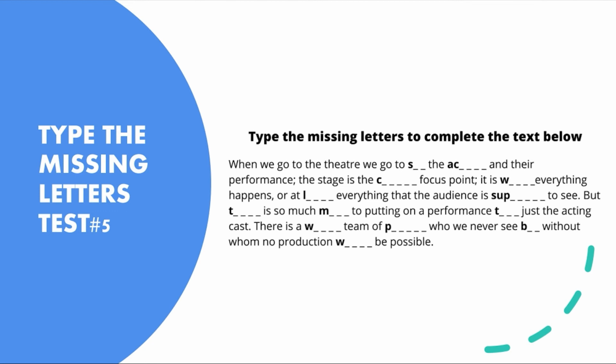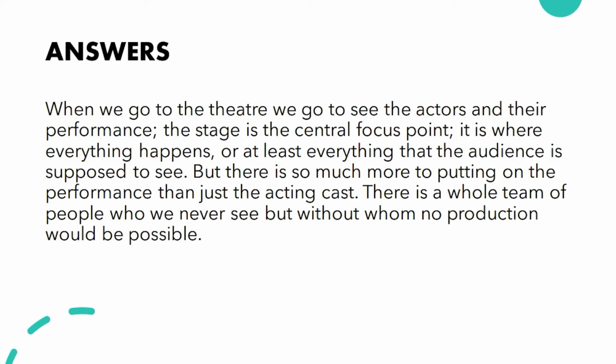Now here is the last example, which is related to a theater. Pause it and solve it within 3 minutes. So the answers for this are: When we go to the theater, we go to see the actors and their performance. The stage is the central focus point. It is where everything happens, or at least everything that the audience is supposed to see. But there is so much more to putting on the performance than just the acting cast. There is a whole team of people who we never see, but without whom no production would be possible.